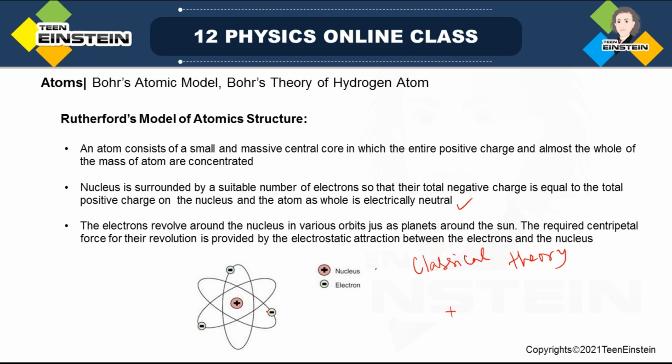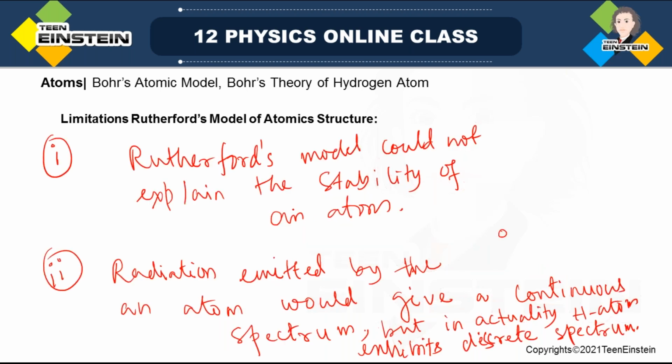So Rutherford states that electrons also will do the same thing, but he did not specify which orbits will be allowed or not. He states that all orbits are allowed. Like, an electron can take any orbit to revolve around the nucleus. Okay, so this is where the problem was. Basically, this is the problem. So we have seen then the limitations in Rutherford's model.